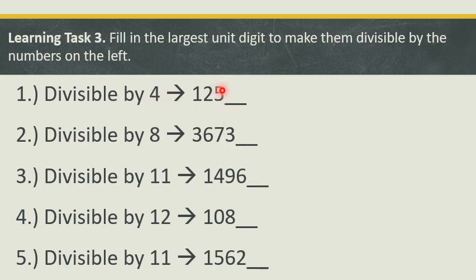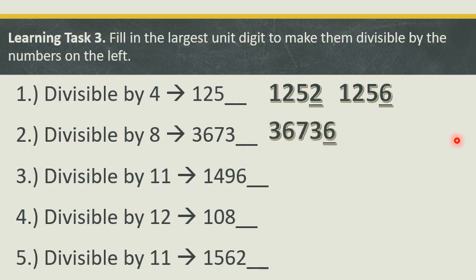So, ano po ba ang pwede natin i-partner sa 5 para maging divisible siya sa 4? So, pwede po ang 2 or pwede ang 6. Kasi 52, divisible yan sa 4. Ang 56, divisible din sa 4. Sa number 2, so pwede po ang 6 dito. Kasi ang 736 ay divisible sa 8.